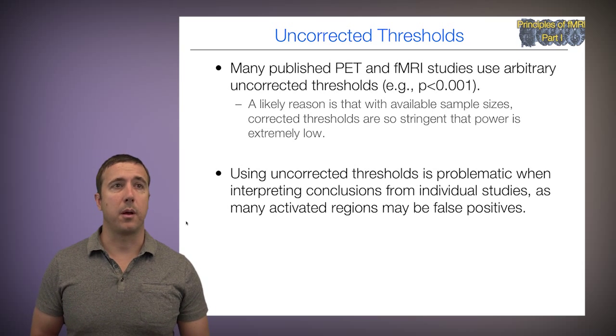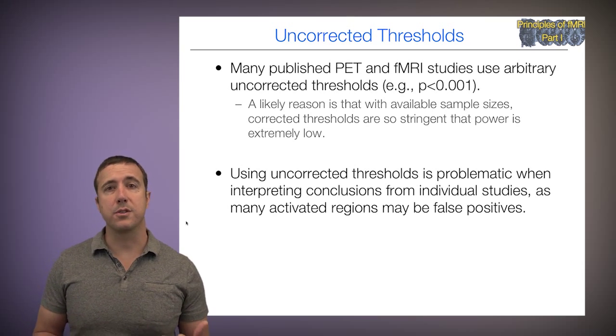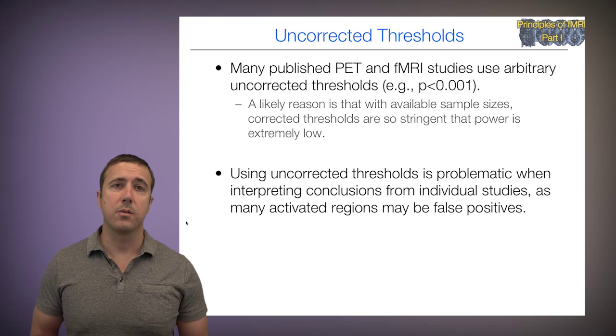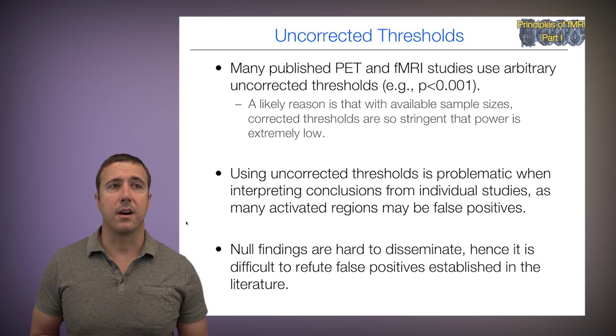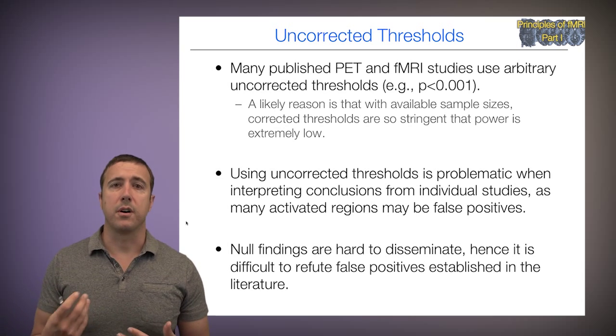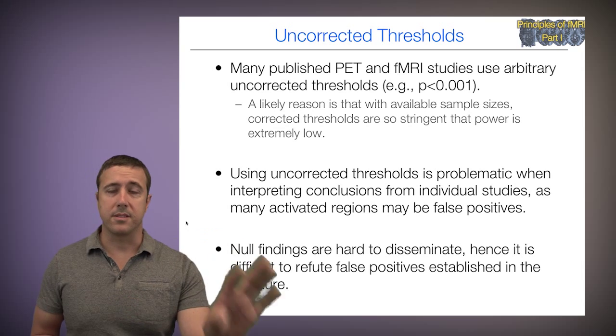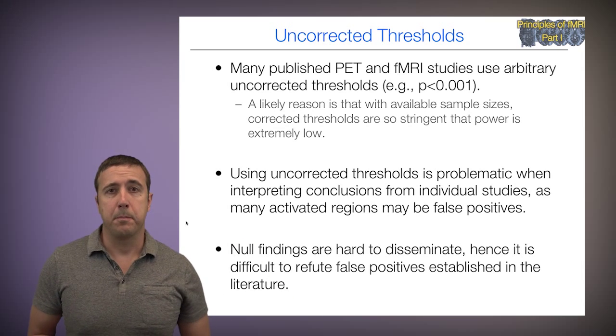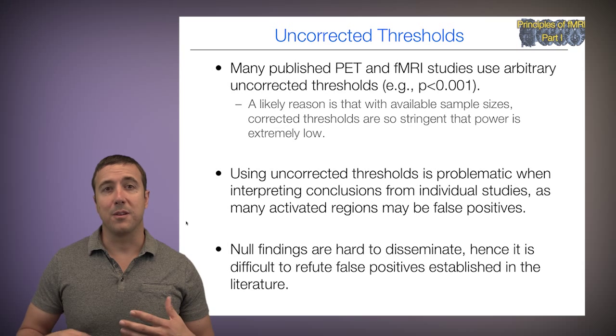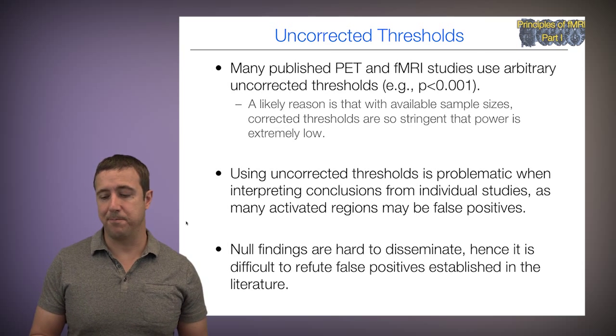But this is problematic when we're interpreting conclusions from these studies as there's a high false positive rate. Also, another issue is that null findings are hard to disseminate, and it's difficult to refute false positives. So once somebody says this area is activated at 0.001, other studies can come along and not find that, but nobody notices or pays attention to that.